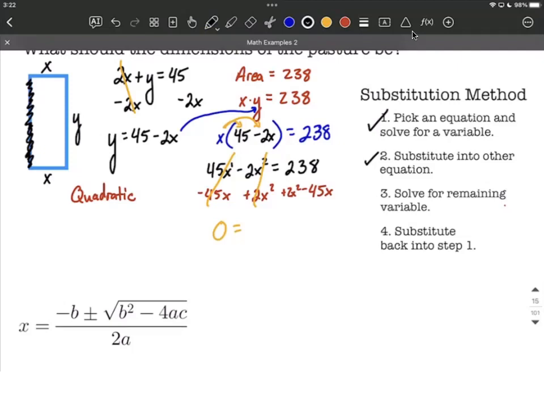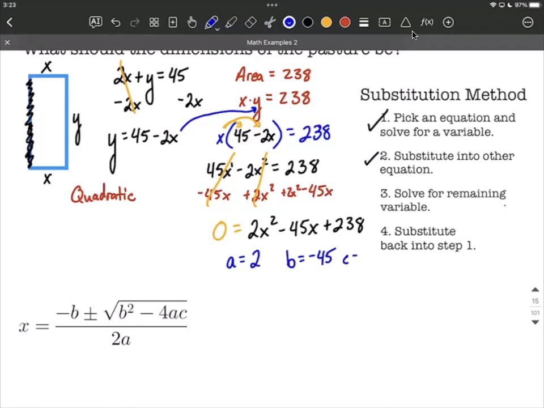Well, I'm going to write this in descending order. We're going to have 2x squared, positive 2x squared. We're going to have a negative 45x, and we're going to have a positive 238. I like to go highest power to lowest power because that helps us pick out A, B, and C for our quadratic formula. In this case, it goes ax squared, so A is the coefficient on the x squared, that's a 2. Bx, so B is negative 45. And remember that negative, because it's in front of the 45, is attached to the 45. And finally, C is 238, the constant. Ax squared plus bx plus c.